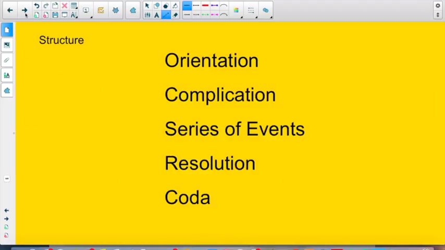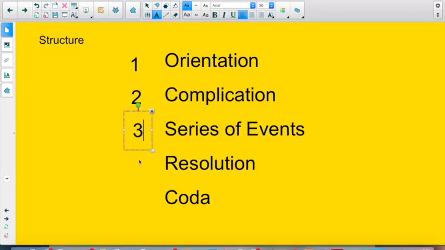Basically, here is our narrative structure, team. We start off with what is called an orientation. That is the first paragraph of our structure. Then we go to what is called a complication. Then we go to what is called a series of events. Then we go to what is called a resolution. And then we go to what is also called a coda.